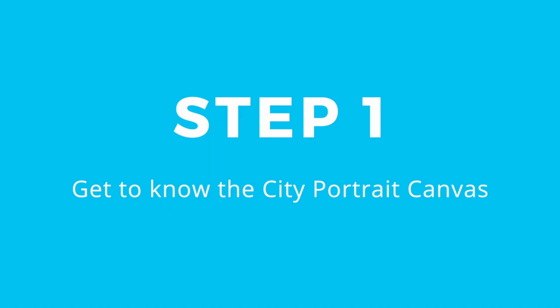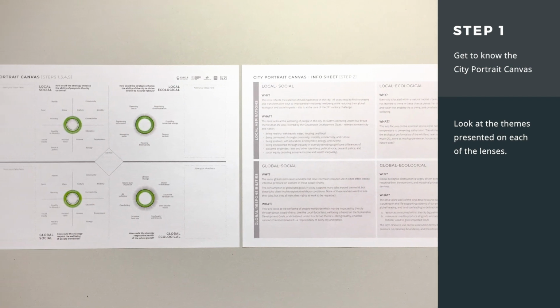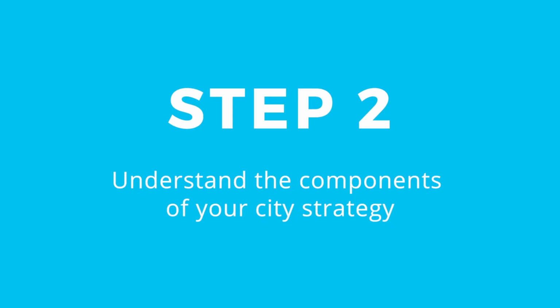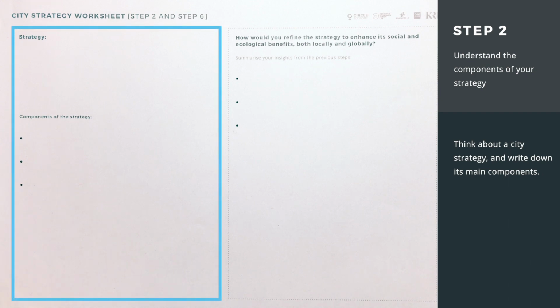So, the first step is to get familiar with the City Portrait Canvas. Use the info sheet to get familiar with the dimensions that are explored by each of the four lenses. Secondly, think of a city strategy or initiative that you're working on and want to assess in a holistic way. If you're working as a group, understand and agree on the key components of what you're focusing on.